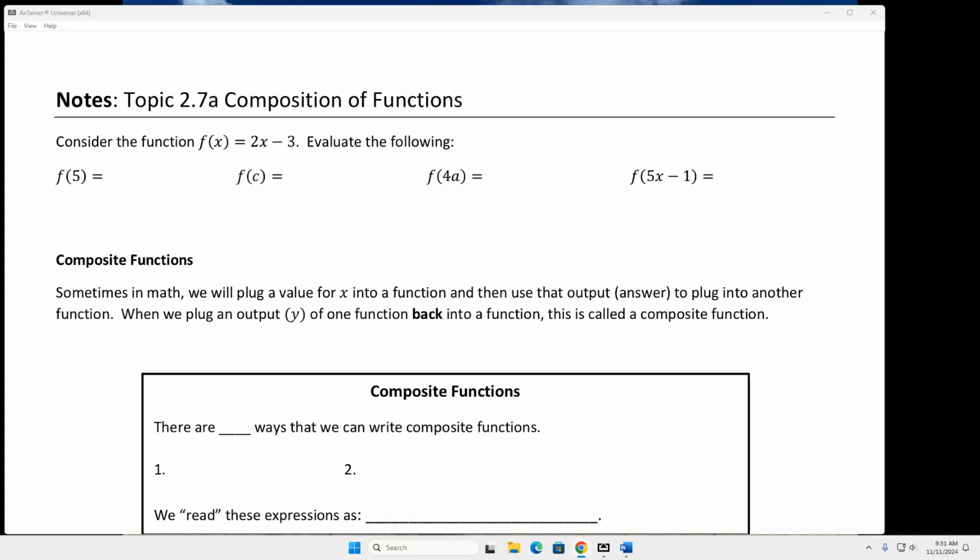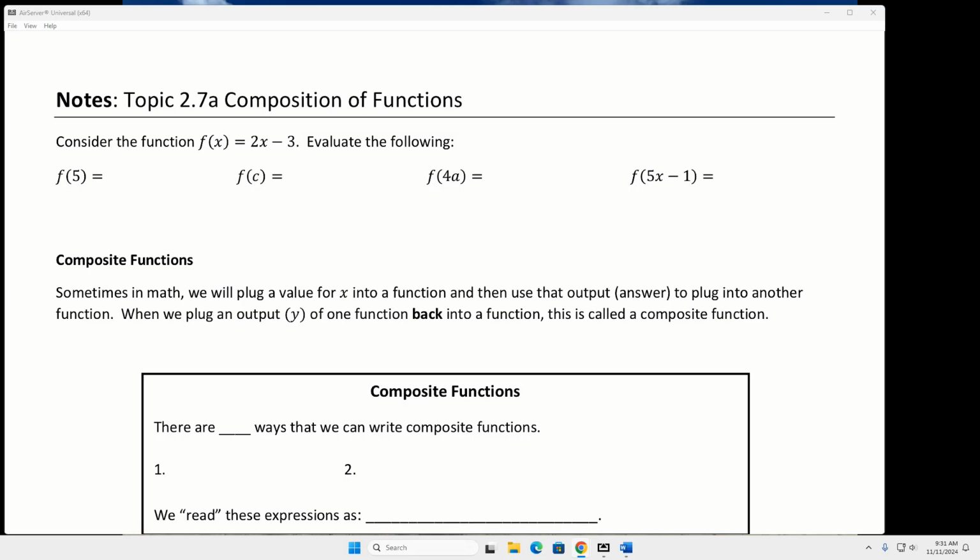All right, so before we get into the compositions, I'm going to review just some evaluating functions. I feel like the way this class is, we learn a ton of new things and don't necessarily practice some of the algebra skills that you need to do different things in calculus and in here. And so the first thing we're going to do is just practice evaluating functions.